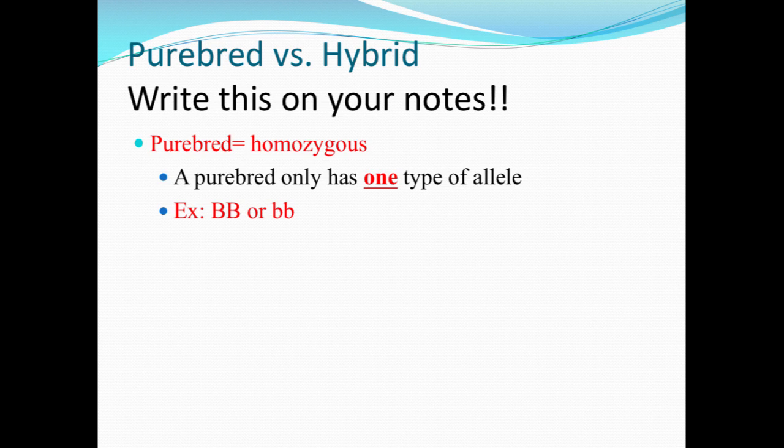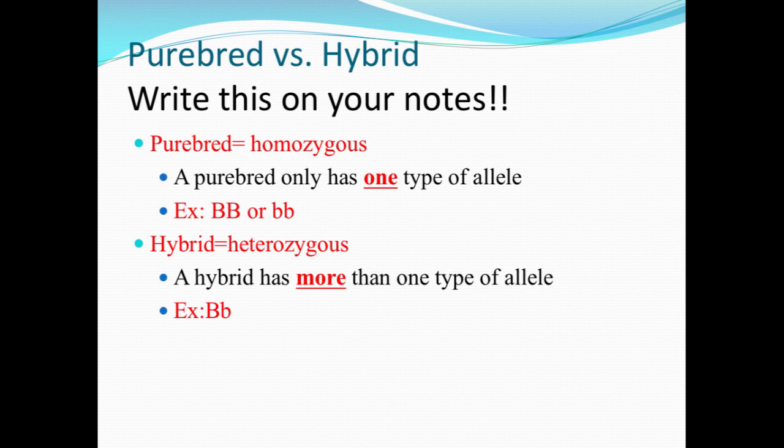Okay, so let's talk about the difference between a purebred versus a hybrid, because that's going to go into our Punnett square. Purebred is terminology meaning homozygous, which again we know means same. There is only one type of allele. Big B, big B or little b, little b: homozygous dominant, homozygous recessive. You're a purebred. Hybrid means heterozygous, because you're a mixture. You're a bunch of different things, which is big B, little b. Another word for hybrid or heterozygous can also be carrier.